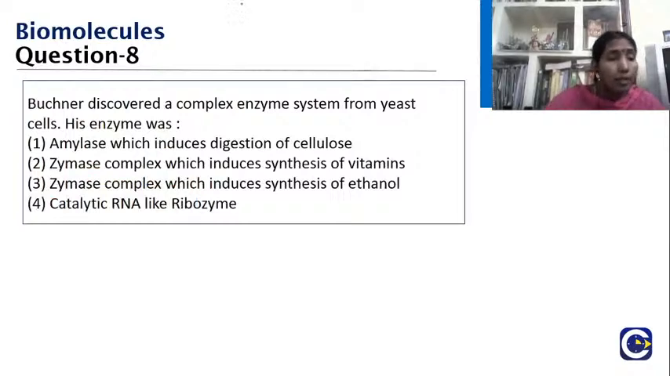Akshay and Jeevita. Buchner discovered a complex enzyme system, so he is a pioneer there. Actually, he discovered a complex enzyme system from yeast cells. That enzyme got a name, and he was awarded the Nobel Prize for the same. Was it amylase, which induces digestion of cellulose? Zymase complex, which induces synthesis of vitamins? Zymase complex, which induces the synthesis of ethanol? Or catalytic RNA like ribozyme? So what should be your answer?